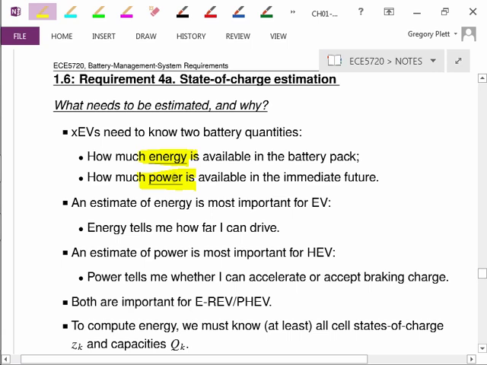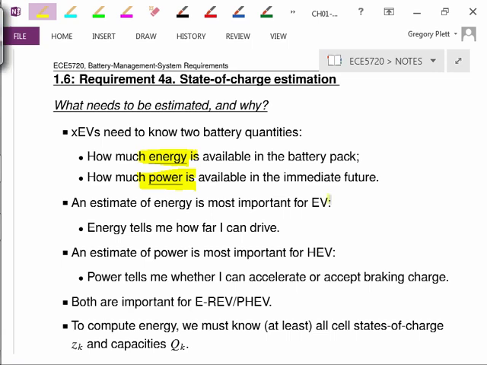Energy is a total amount. It's kind of like the total amount of gasoline in your car, your tank. Power is the rate at which you can use energy. So the horsepower of your car, if you have a high horsepower car, means that you can use that energy quickly, which basically means you can accelerate and stuff like that. I need to know both of those quantities.